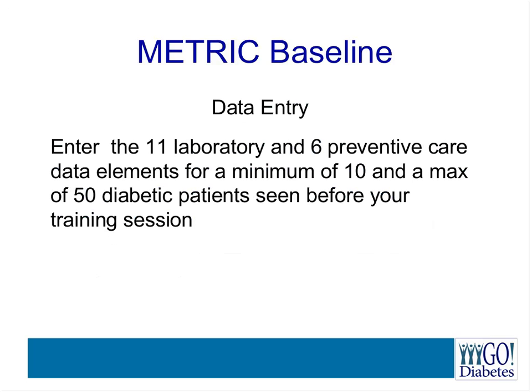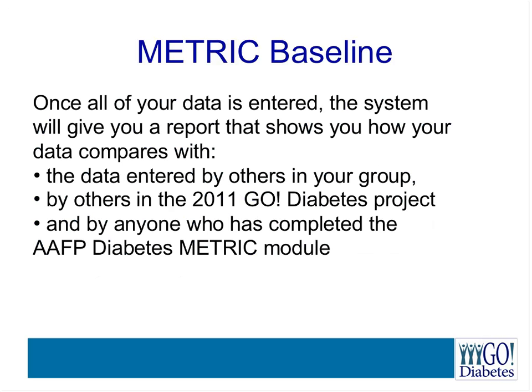Then you get to the data entry, and you enter the 17 data elements for each of your patients that you're including in this project. Once the data is entered, the system will show you a report, and it shows how your data compares with others in your group for baseline. Now, if you're the first person from your clinic or your residency program to enter data, then the number is just going to be your information. But as people add to that, you will begin to then see changing numbers.